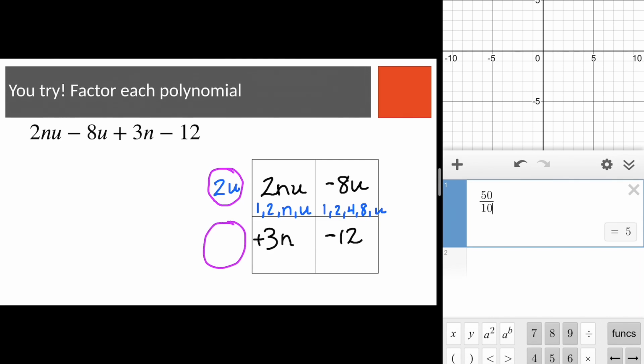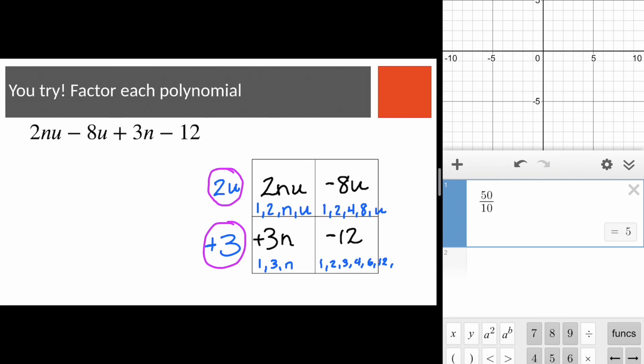And now we need to find our greatest common factor of the second row. So we list out our factors 1, 3, and n. And then 1, 2, 3, 4, 6, 12, and no n. And we look for what they have in common. Well, they have a 3 in common. And because that 3 is touching a box that is positive, it is going to be positive.